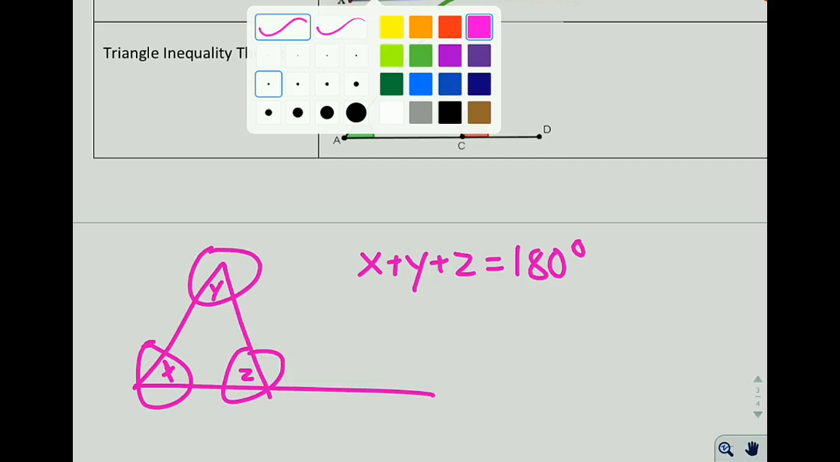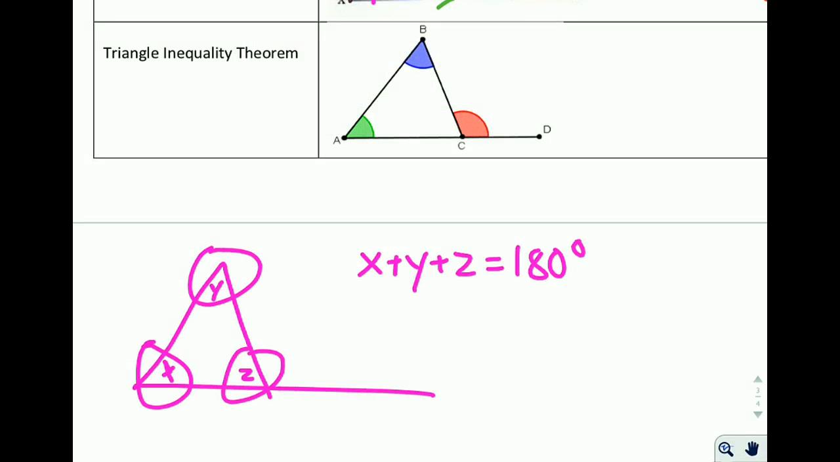We also know that when we have a straight line, we have two angles. Let's say this is Z still just before, and now we add W over here. Whenever we have two angles together that are sitting on a straight line, they're also going to add up to 180 degrees. So we can say that W plus Z equals 180 degrees. Both of those statements are true. X, Y, and Z together, W and Z together, both of them are 180.